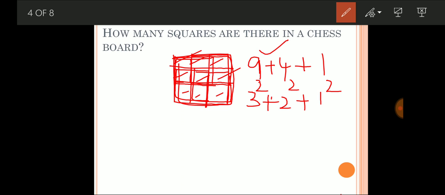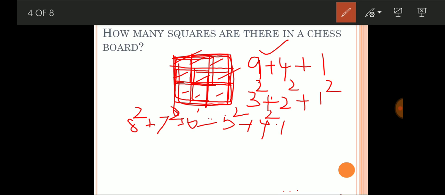Similarly, if it is an 8x8 chessboard, the answer is 8 squared plus 7 squared plus 6 squared plus 5 squared plus 4 squared plus 3 squared plus 2 squared plus 1 squared. So starting from 8, it reduces up to 1 squared. Our answer for this would be 204 squares.